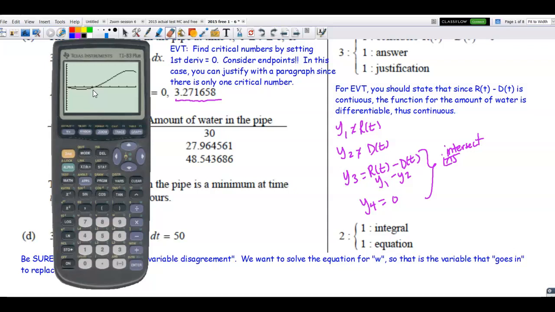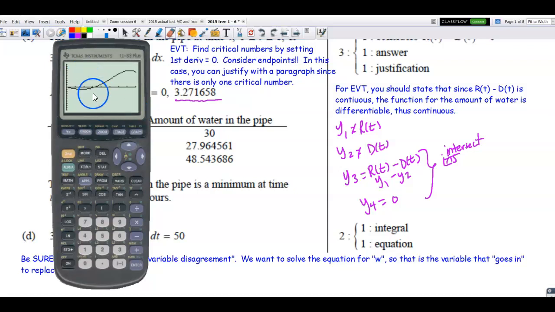You can, however, say and record what you see, and we've done this in class before, to say from 0 to 3.272, the derivative graph, or r of t minus d of t, is less than 0. Therefore, the amount of water is decreasing. And this is the important part. Therefore, there is less water at 3.272 than there was at 0. That compares the endpoint and the critical number, and it rules out the first endpoint.